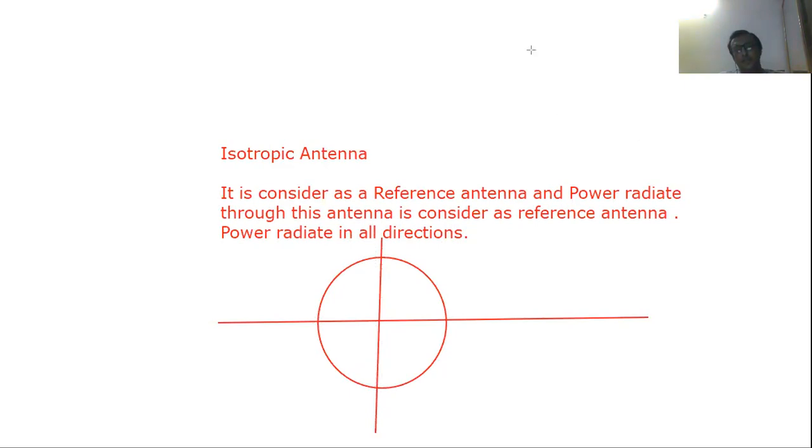Now, second, is known as the omnidirectional antenna. In an MCQ, a question may ask: what is the function of an isotropic radiator? Option A, it radiates power equally in all directions. Option B, it can be considered a reference antenna. Option C, it can be considered an ideal antenna. Option D, A, B, C all. At that time, the answer is A, B, C all.